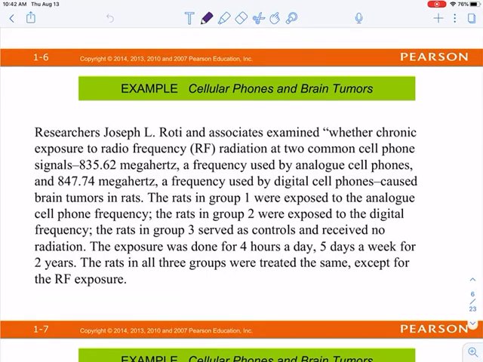Researchers Joseph Roti Roti and associates examined whether chronic exposure to radio frequency, RF, radiation at two common cell phone signals, 835.62 megahertz, a frequency used by analog cell phones, and 847.74 megahertz, a frequency used by digital cell phones, caused brain tumors in rats. The rats in group 1 were exposed to the analog cell phone frequency. The rats in group 2 were exposed to the digital frequency. The rats in group 3 served as controls and received no radiation. The exposure was done for 4 hours a day, 5 days a week, for 2 years. The rats in all three groups were treated the same, except for the RF exposure.